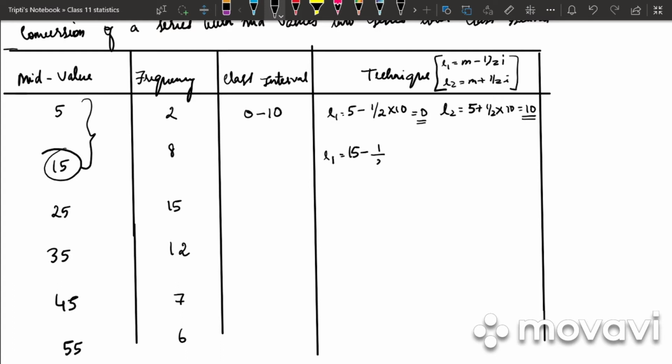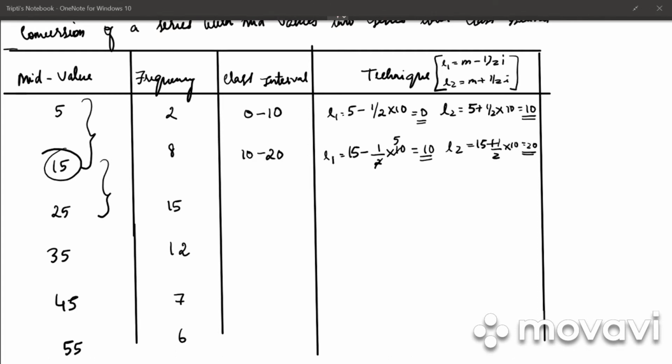So 15 minus half into, again the difference between 15 and 25, it is 10. So it is 15 minus 5, which is 10. Then we have L2. 15 plus half into 10, we get 20. Clear? So our next class interval will be 10 to 20. Why? Because L1 is 10 and L2 is 20.